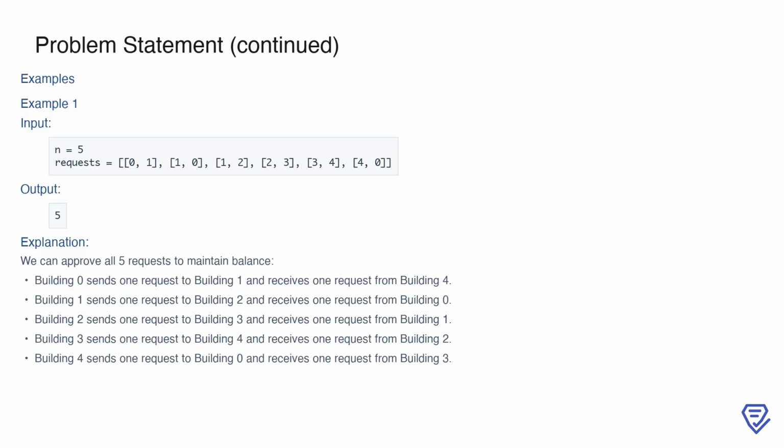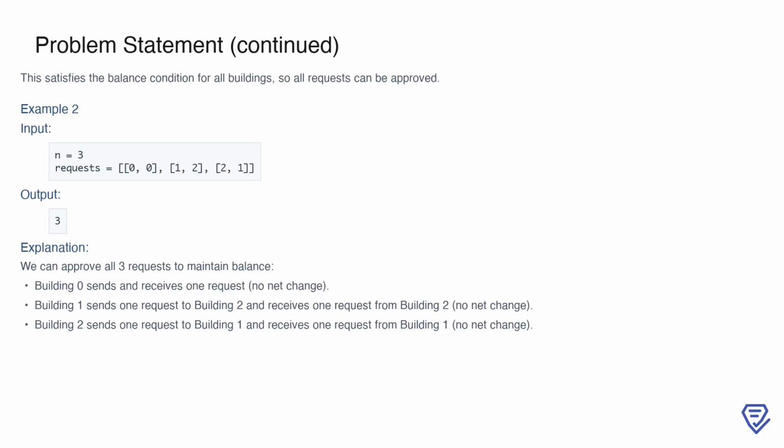Similarly, Building 1 sends a request to Building 2 and receives one from Building 0, again a net change of 0. The same logic applies to the other buildings. Each building sends and receives exactly one request, ensuring there is no imbalance. Since all requests can be approved without violating the balance condition, the output is the total number of requests, which is 5. In this example, all buildings satisfy the balance condition, meaning the incoming requests match the outgoing requests for each building. This allows us to approve all the transfer requests.